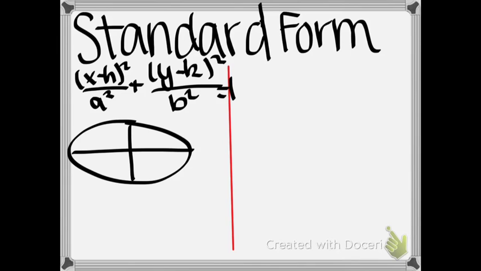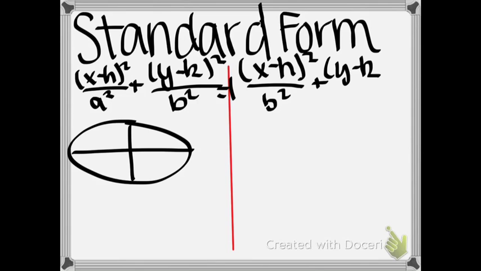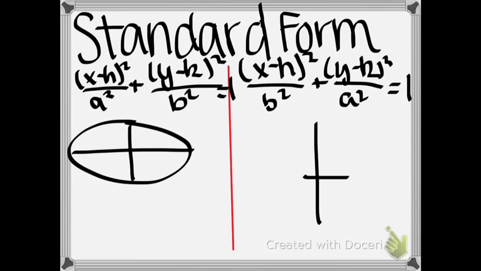For a vertical ellipse, the standard form is x minus h squared over b squared plus y minus k squared over a squared equals 1. And on the coordinate grid, the ellipse looks like this.